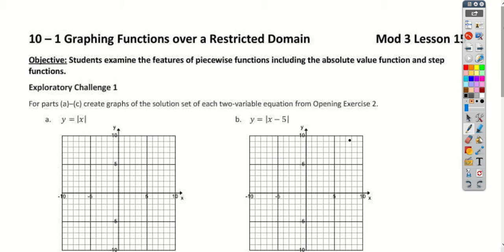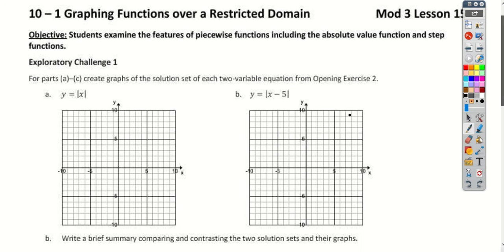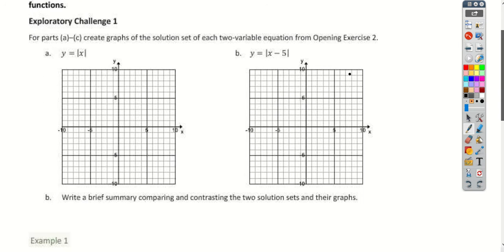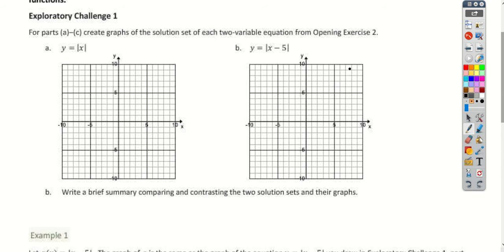So our objective here is talking about piecewise functions. Piecewise functions are essentially going to be two or more graphs that are actually connected together over certain x values. So you might graph a certain graph from 1 to 5, and then you're going to switch to a new graph after you get to 5. That's kind of what a piecewise function is. So on the first one, we want to talk about creating our graphs.